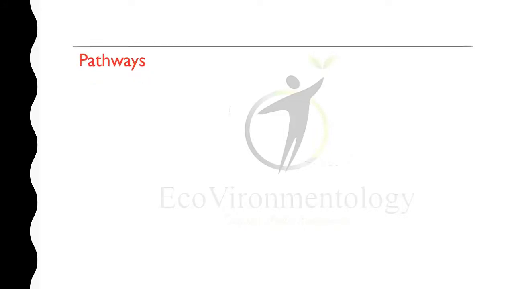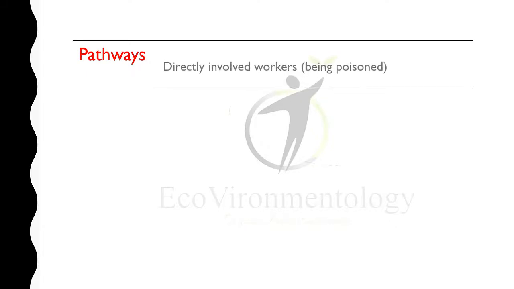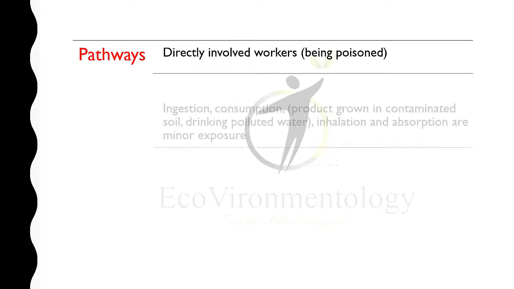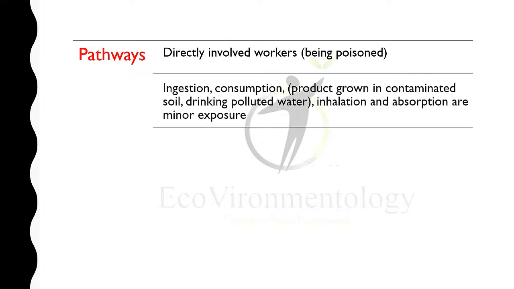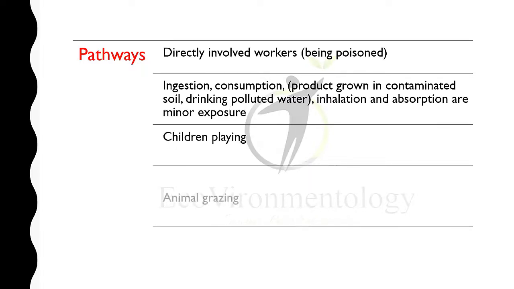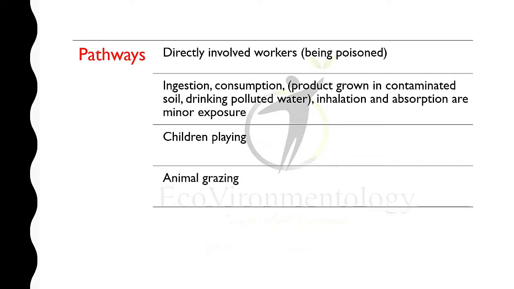And the pathways through which they enter human bodies are mostly poisoning of directly involved workers, ingestion, consumption of product grown in contaminated soil, or drinking polluted water, inhalation and absorption, even though they are minor exposure. Children playing in the contaminated areas, animal grazing in lands that are polluted by these harmful chemicals, aquatic life in polluted water.